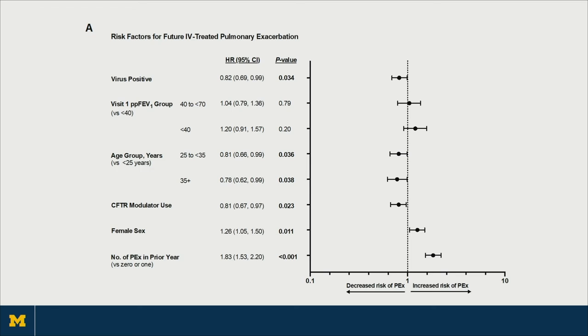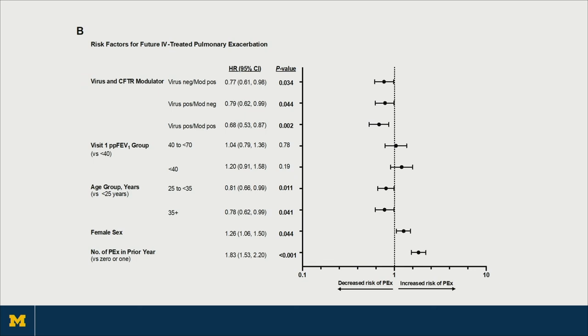So you might be asking me, well, you just said a bunch of these people were on modulators. Isn't this just the modulator playing a role? And the answer to that is not fully, partly because this is a multivariate model. It has accounted for the CFTR use. But to take it a step further, we actually did a further cohort subgroup analysis breaking up the different populations.